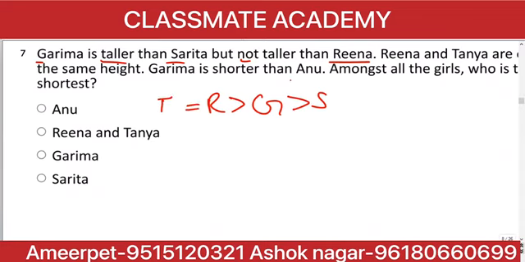Garima is shorter than Anu. Shorter than whom? Anu. So it means that Anu is bigger than Garima. Yes or no? Now among all the girls, who is the shortest? Who is the shortest? The last one. So yes, it is Sarita.